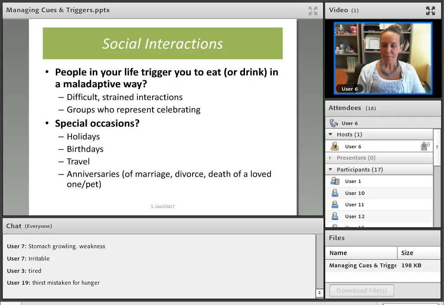So same thing with special occasions, holidays, birthdays, travel. All of these things are things that we associate with eating and that often are triggers for us. And we're going to talk in more detail in a minute about ways to manage these special occasions, because for many of us, they're important to us. They're valuable beyond just the eating. They're about bonding. They're about celebrating individuals.